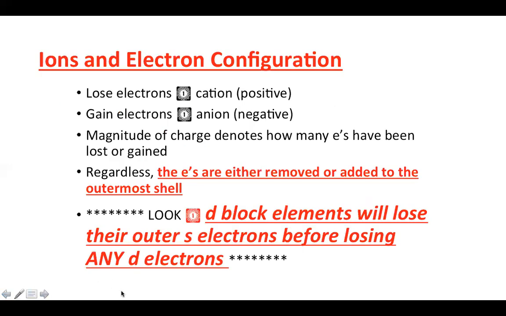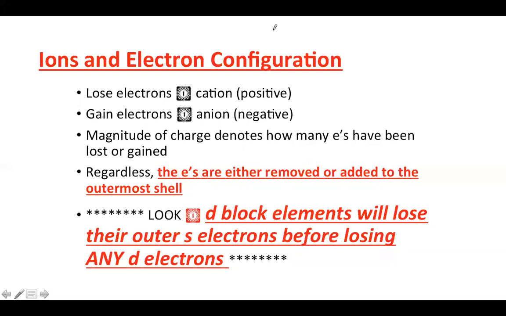And one thing too, I do want to point out is when we're looking at electron configurations of ions. Remember, if we're looking at ions, so cations would lose electrons and then anions would gain electrons. So when you're writing the electron configuration for these ions, you're going to either add in or remove electrons from the outermost energy level, that outermost shell. But an important note here is that the D block elements are going to lose their last S electrons before you take away the D electrons.